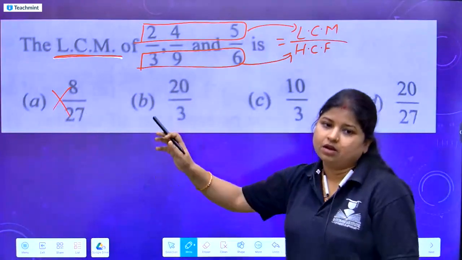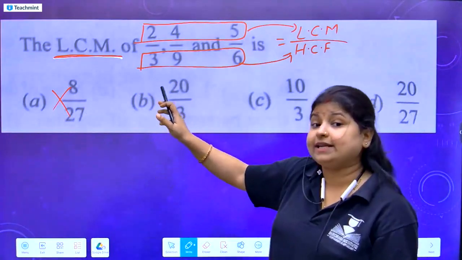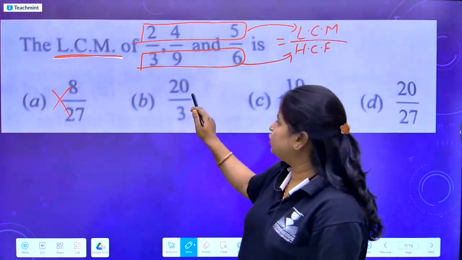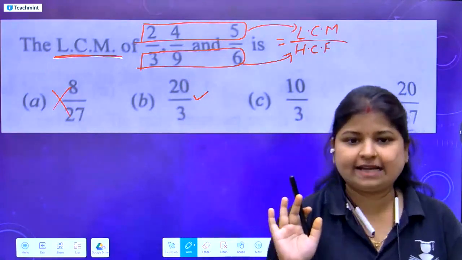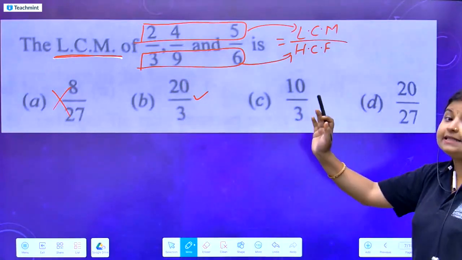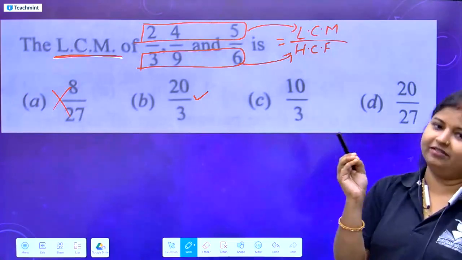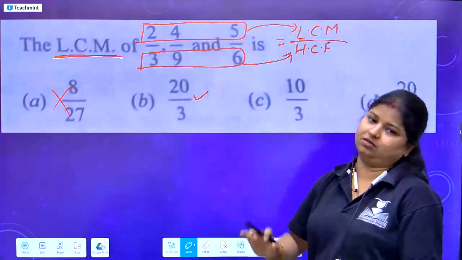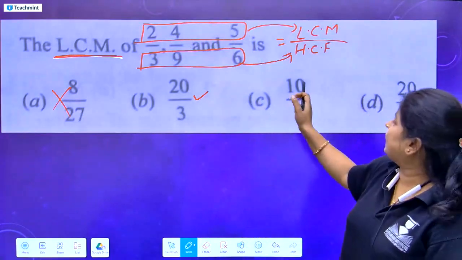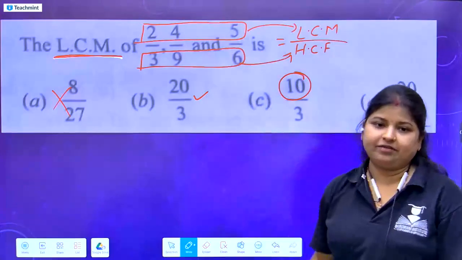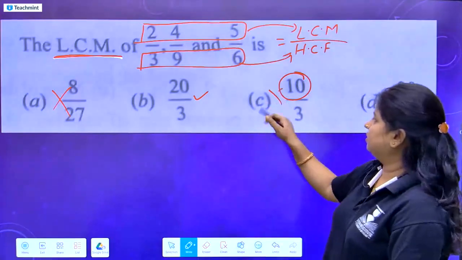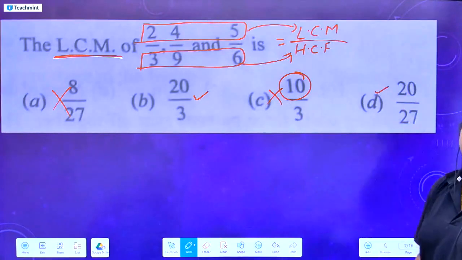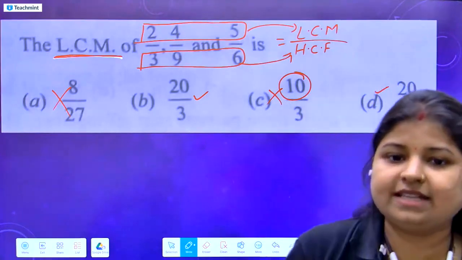Is 20 divisible by 2, 4, 5? Yes, ma'am. 20 is divisible by 2, 4, 5. You will keep this. Wait, beta, wait. We are talking about LCM of 2, 4, 5. Is this 10 divisible by 2, 4, 5? No, ma'am. Remove this. Is this 20 divisible? Yes. Let's keep this also. Yes, and the Raj screen, Nandini, is black.